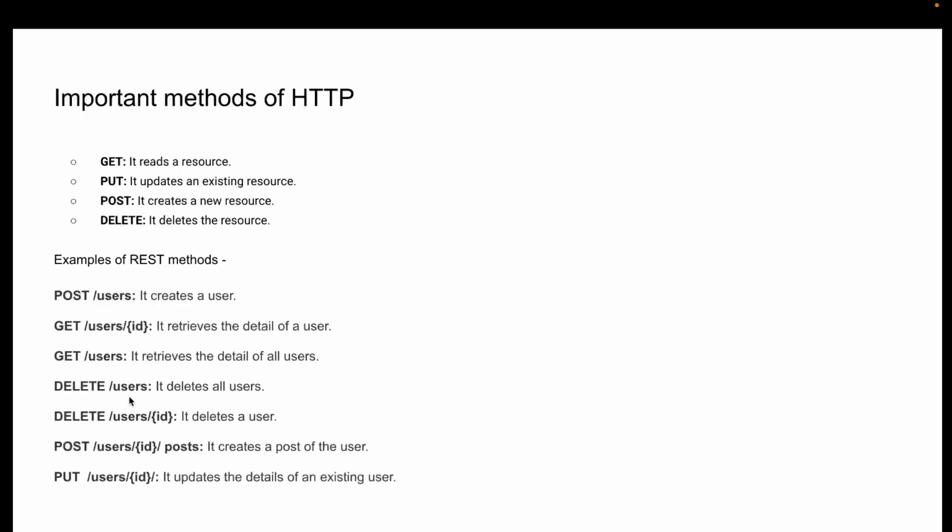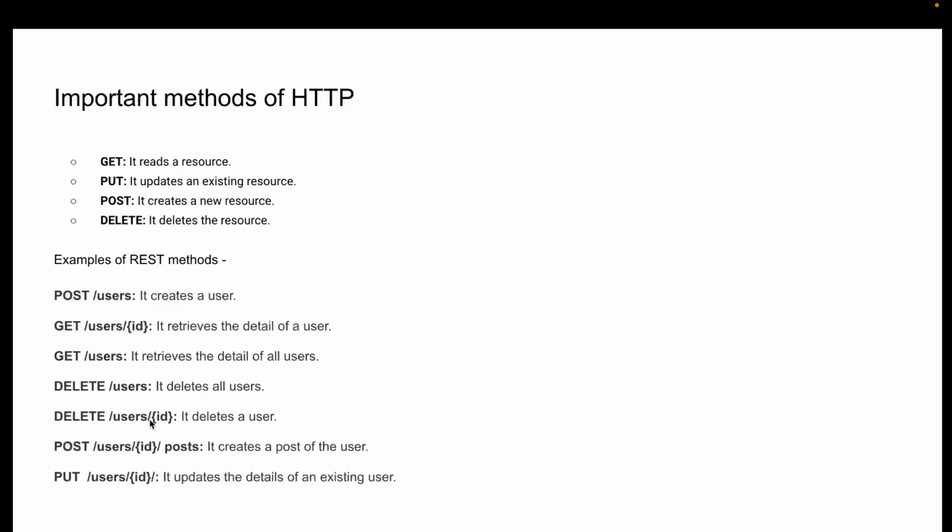Now let's see another example. DELETE /users. In the previous example, we saw how to fetch the details of all the users. When we want to delete all the users, we can use the same URL pattern. It will be just a different HTTP method. Last time we used the GET HTTP method. Now we want to use the DELETE HTTP method. So this DELETE HTTP method would delete all the users.